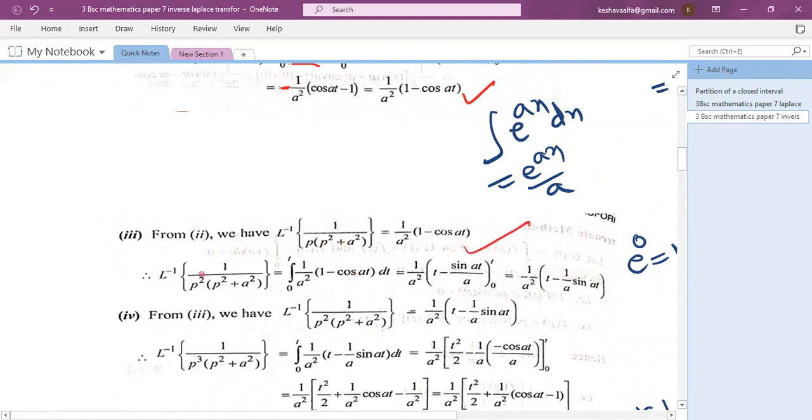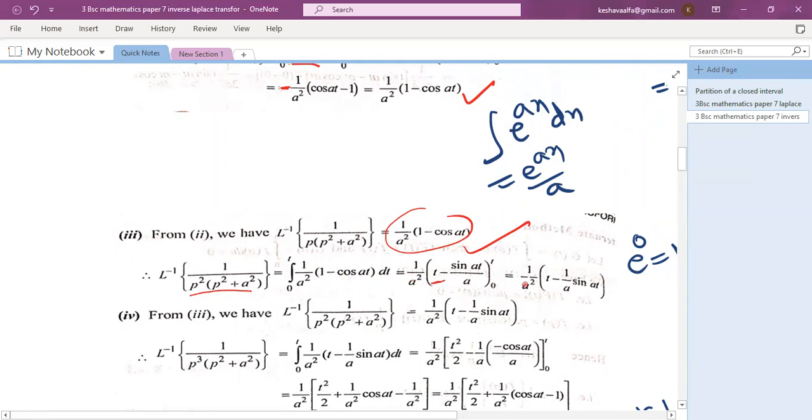So then what is L inverse of 1 by p square into p square plus a square? That is integral 0 to t. Already we know one time integration value, that is 1 by a square 1 minus cos a t. Again integrate this one, that is 1 by a square, so 1 minus cos a t dt integration. So 1 into dt, integral of 1 into dt is t. So cos a t integration is sin a t by a.